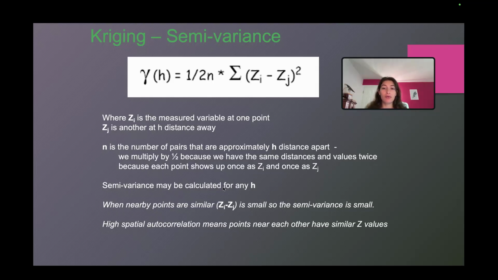Semivariance may be calculated for any h, and when nearby points are similar, it's small, so the semivariance is small. High spatial autocorrelation means points near one another have similar z values. Because again, autocorrelation, we're saying, oh, these are similar, these are almost the same. So if it's a very high spatial autocorrelation, it means that those points are pretty close by.